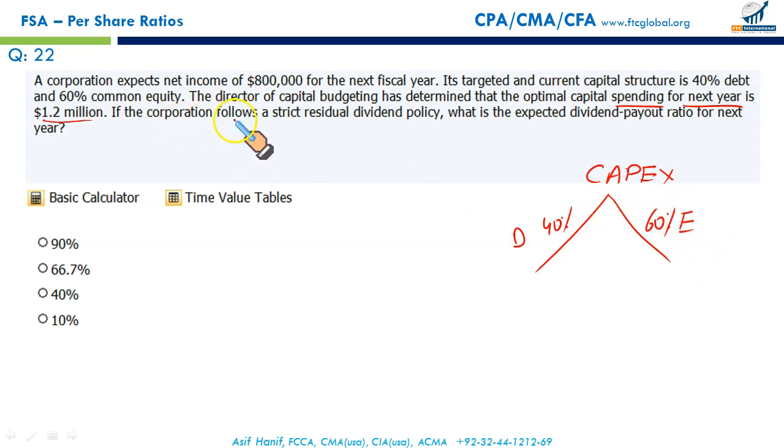So if the corporation follows a strict residual dividend policy and we have to invest 1.2 million in a capital expenditure project, as per the company's preferred capital structure, 40% of 1.2 million should come from debt. So 40% of 1.2 million will be $480,000. And 60% of 1.2 million is $720,000. This should come from equity.